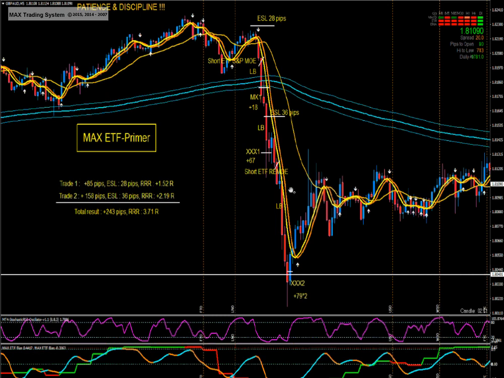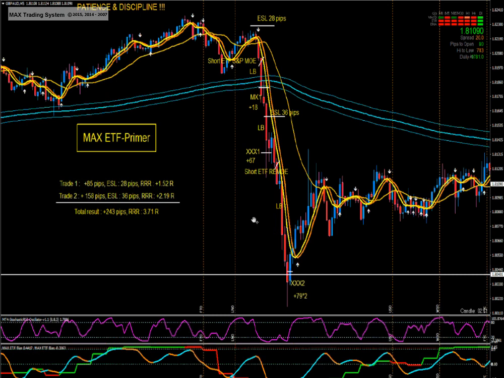The second trade has a total of 79 pips twice, because we have 2 units, so a total of 158 pips. Because the stop loss was a bit larger, 36 pips, this also represents a nice reward to risk ratio, 2.19 R. So we can see with the Max Primer just 2 trades that day during the London session before the US Open, with a nice 3.7 R result, which is already a nice result. 2 trades, 2 profitable trades.